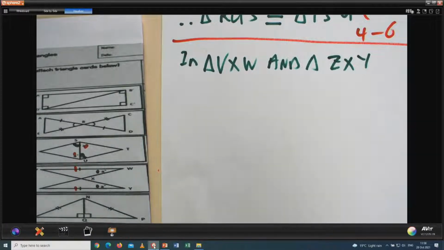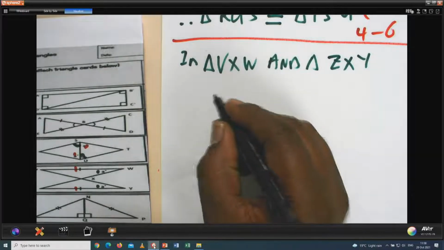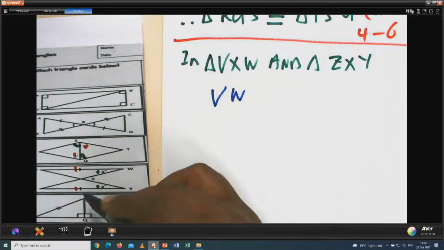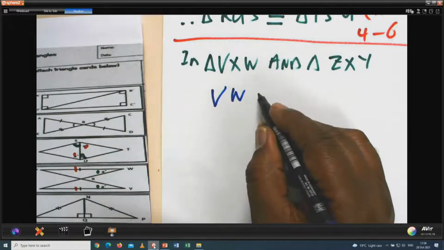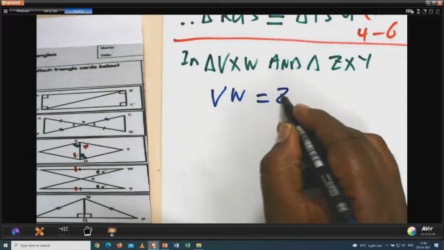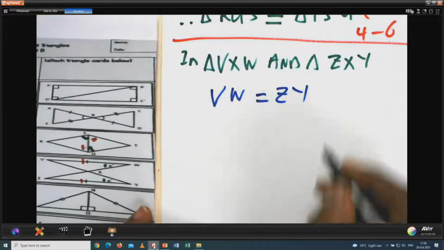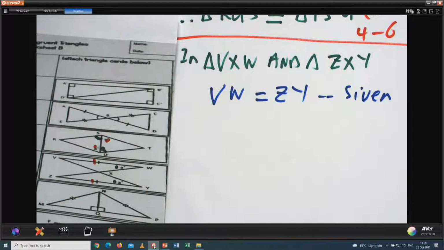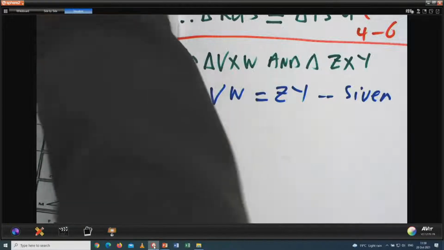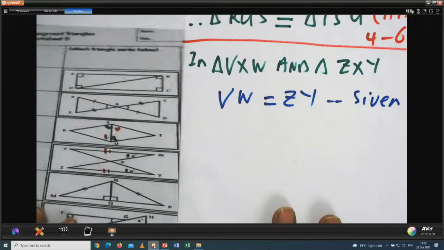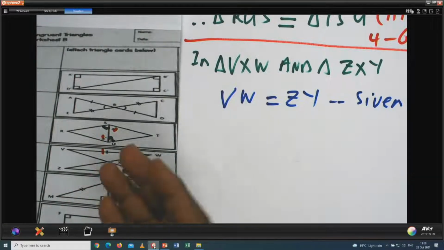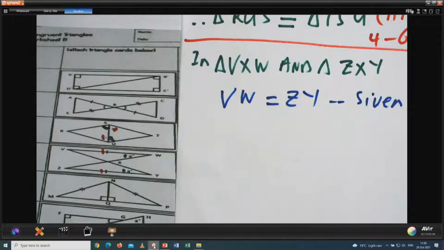Number one, you are given that side VW is equal to side ZY. How do you know? It's given. That's why it's important to read all the information. Most of the time, the information and the answers are here. It's just a matter of understanding, analyzing, and focusing, looking at the relationship. You are writing what is there, telling us mathematically, interpreting the figure for us.